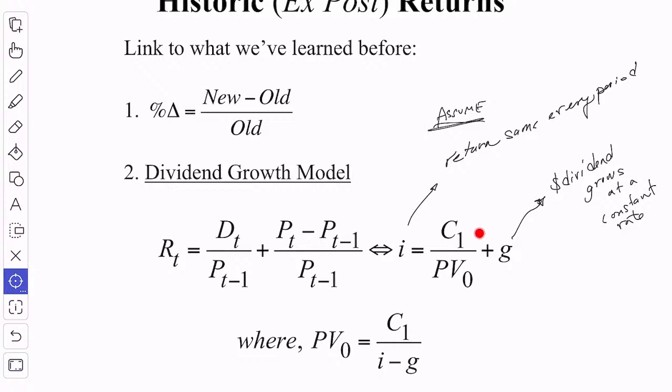The first cash flow would be my dividend next period, and then it would grow at a constant rate, and the initial price would be PV0. So what I've done here is I've replaced each of these elements using those two assumptions. And now this looks familiar to you. If I rearrange this, so here I'm saying I want to calculate I. But if the return is the same every period, and we assume we know it, then I can rewrite this expression like this.